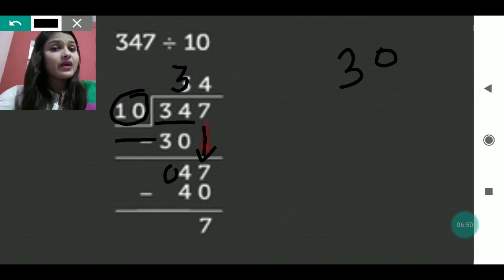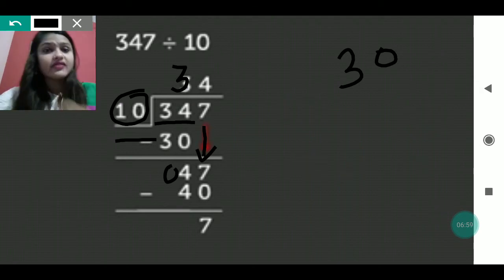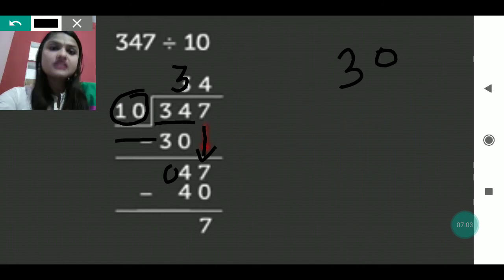Now that 4 has become 2 digit. Previously it was only a single digit number 4, but now it is a 2 digit number. 4 and 7, that will be 47.